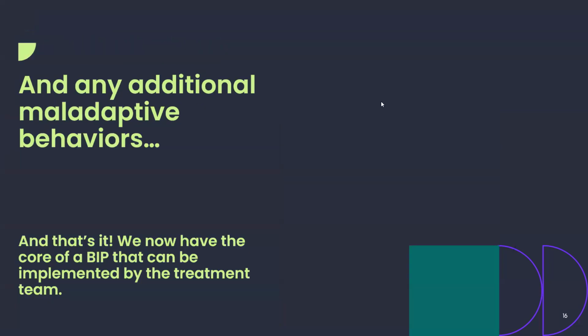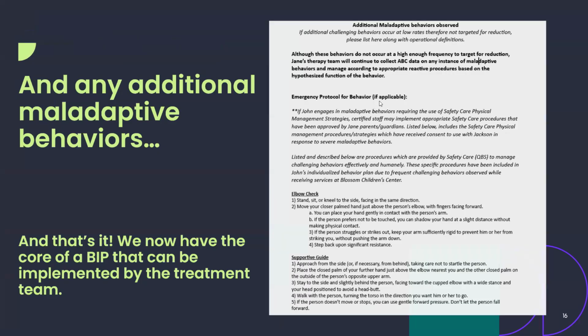And lastly, any additional maladaptive behaviors. For this scenario, I didn't include any. Again, this part is heavily templated, so it is pretty straightforward. If there were any additional maladaptive behaviors, we'd simply list them here and define them. And just be aware that we wouldn't necessarily be tracking them until they reach a high enough frequency. And that's it. We now have the core of a BIP that can be implemented by the treatment team.